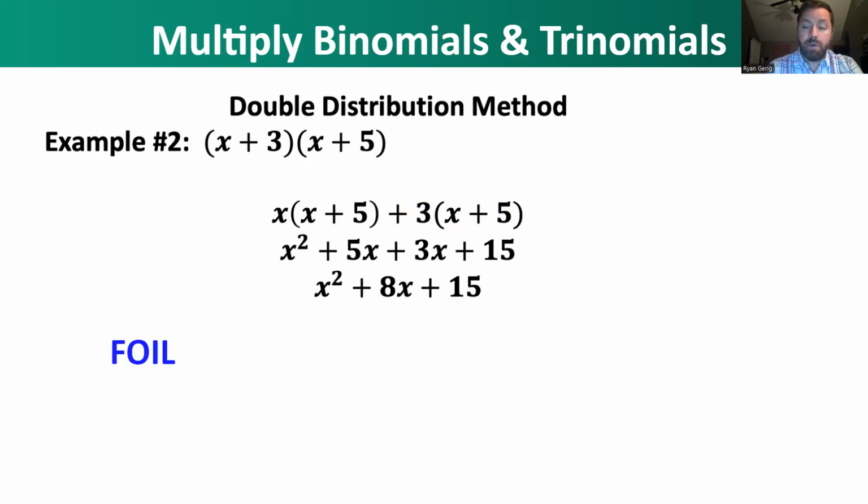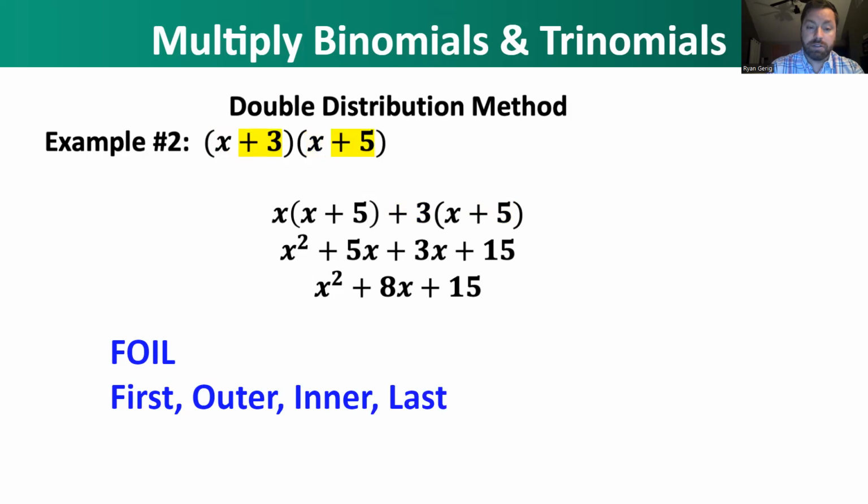Now that acronym, FOIL, is what we just did there. FOIL stands for first. So it takes the first terms in each binomial and multiplies them. Outer is the O. That's the outer terms as you're looking at that. They're the most outside portion of the binomials. I is inner, and then L is last. So first, outer, inner, last is basically double distribution, specifically for two binomials. You cannot use FOIL with a binomial and a trinomial, like our previous problem. You can only use it with a binomial times a binomial.